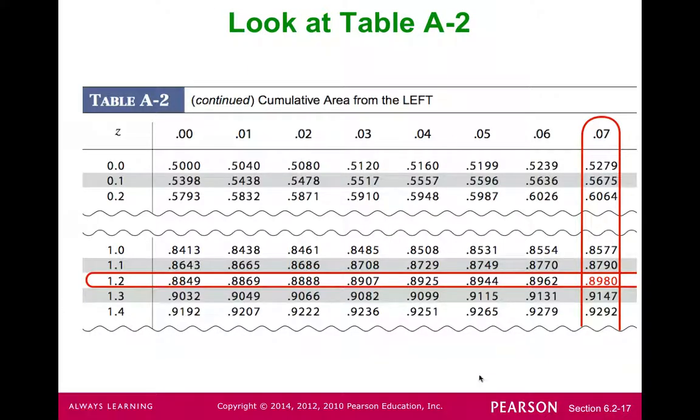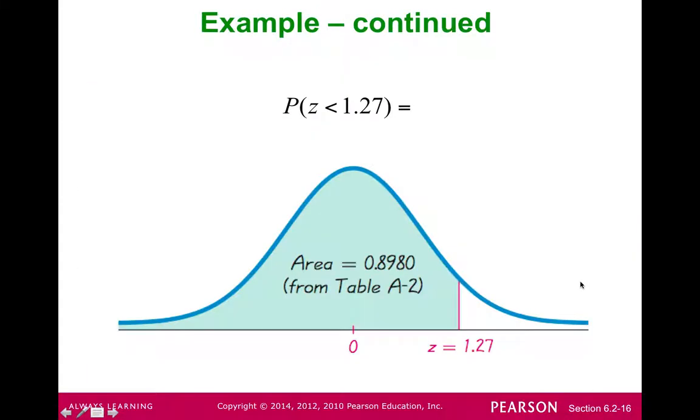Okay, oh, actually, they do show us the table. Okay, here we go. So 1.2 along the left here, and we move across to 0.7 and find where they meet. So there's our 0.8980 that we use back here to find our area. And again, it's always the value to the left. And that is what we were looking for in this example, the area to the left, a result with a z less than 1.27. So we've actually been able to solve this problem.